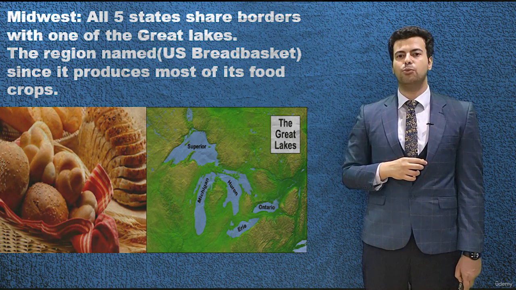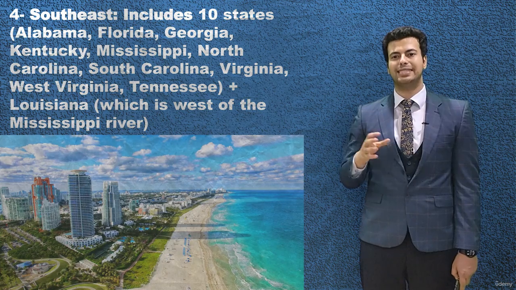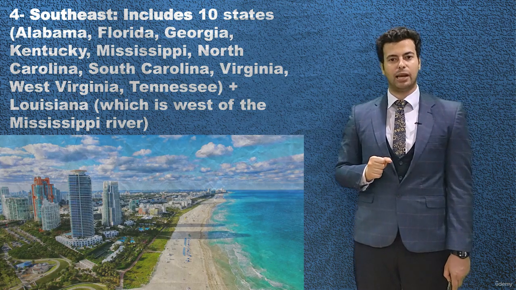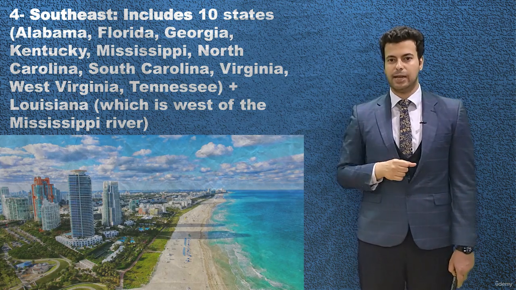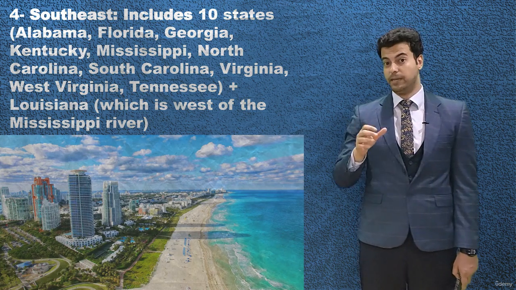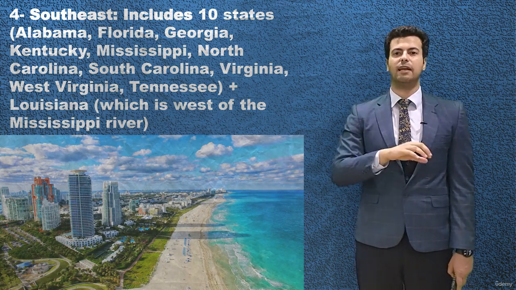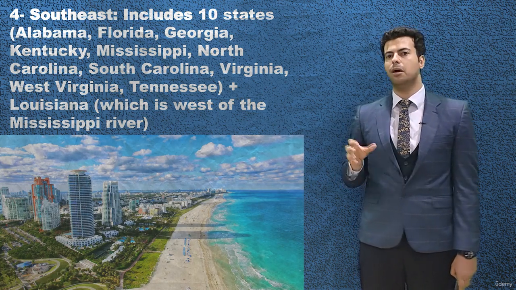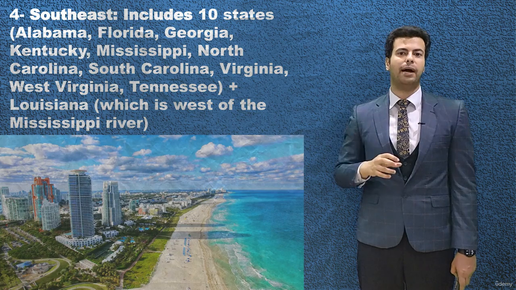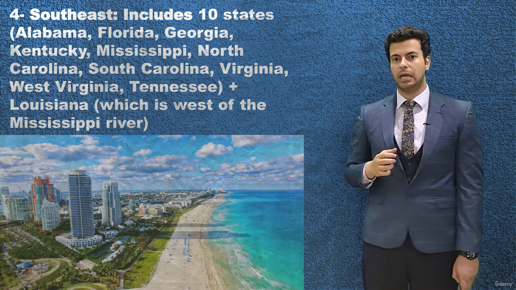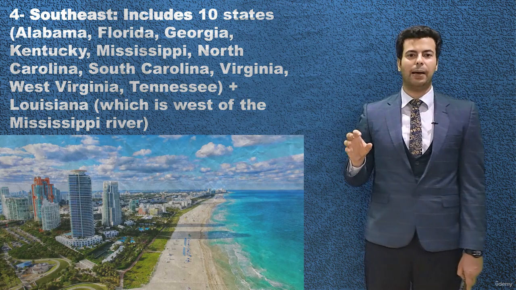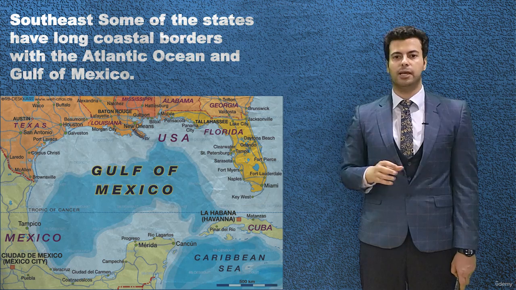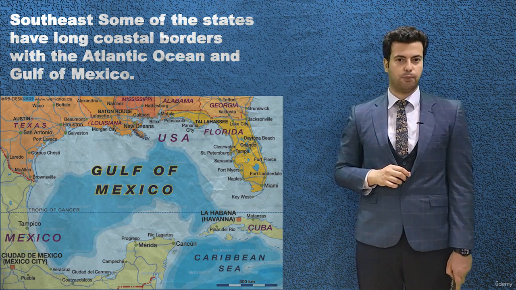Finally, the final subregion that we have is the Southeast, which includes 10 states: Alabama, Florida, Georgia, Kentucky, Mississippi, North Carolina, South Carolina, Virginia, West Virginia, and Tennessee, plus Louisiana, which is west of the Mississippi River. But be careful. We will be studying Louisiana and the physical features of the United States west of the Mississippi River more intensively. And we will learn much more about New Orleans, the capital of Louisiana. But let's take a hint about the Southeast for now. Some of the states have long coastal borders with the Atlantic Ocean and the Gulf of Mexico.